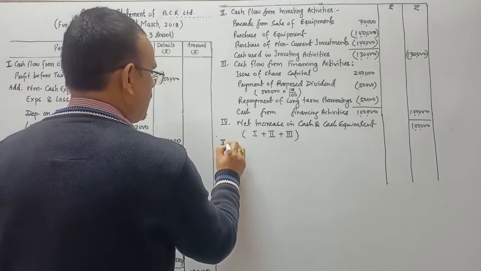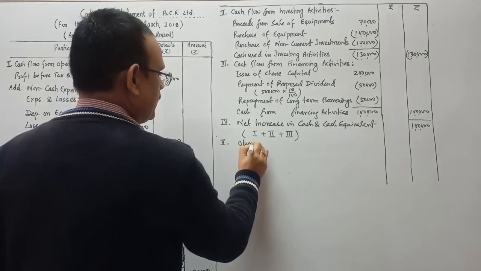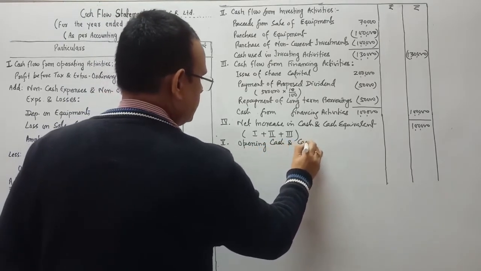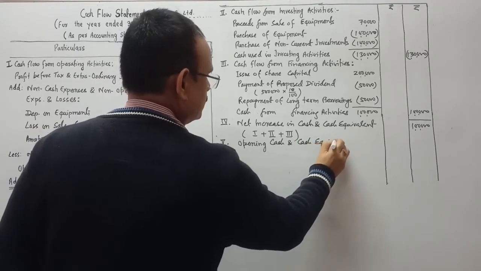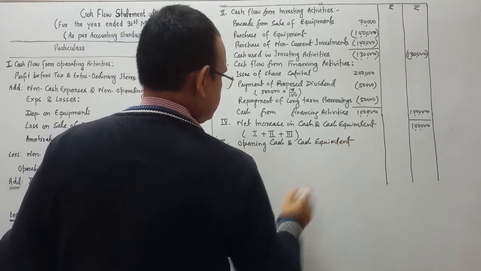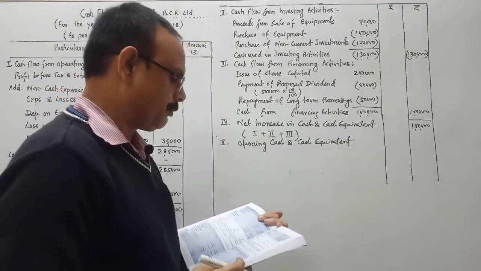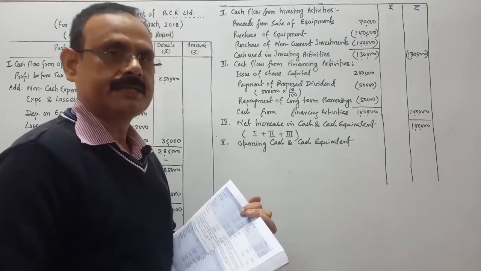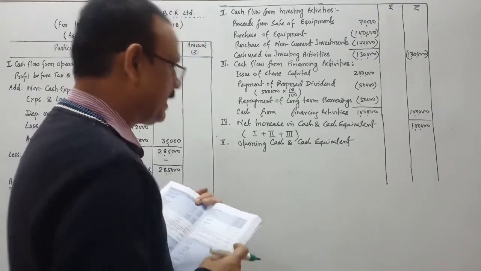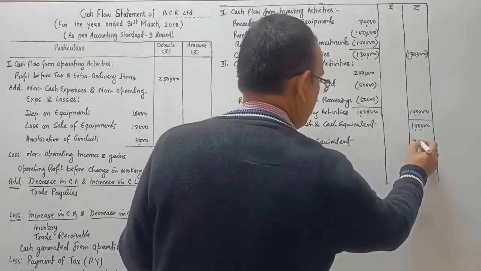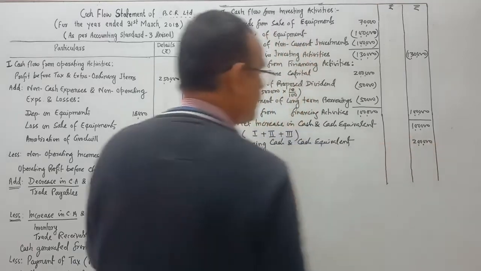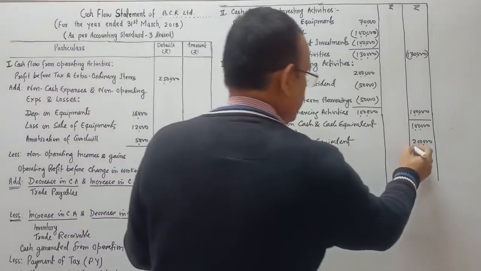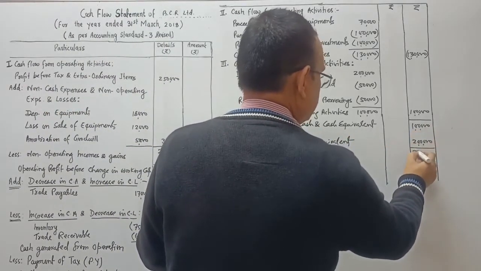Then thereafter you add opening cash and cash equivalent. See in the balance sheet, opening cash and cash equivalent on the asset side under the current assets, third one is ABC's third C number. Cash and cash equivalent previous year is 1 lakh. This is the opening for the current year. So you add it. After adding, it is 3 lakh.